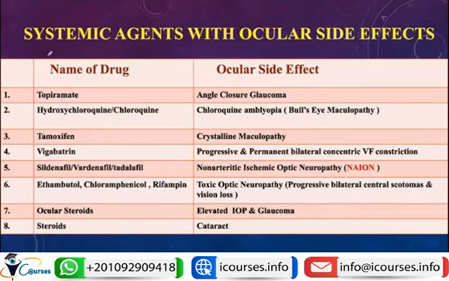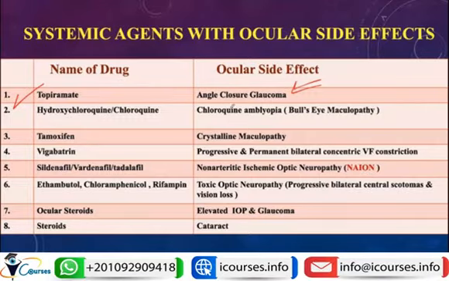Here we come to a part that may not be very favorable for many of us, which is the drugs. We need to memorize some of these drugs, but these are the most commonly asked in the exams, along with their commonest ocular side effects. Topiramate is a drug that was associated with angle closure glaucoma. So this is one of the commonest side effects of topiramate.